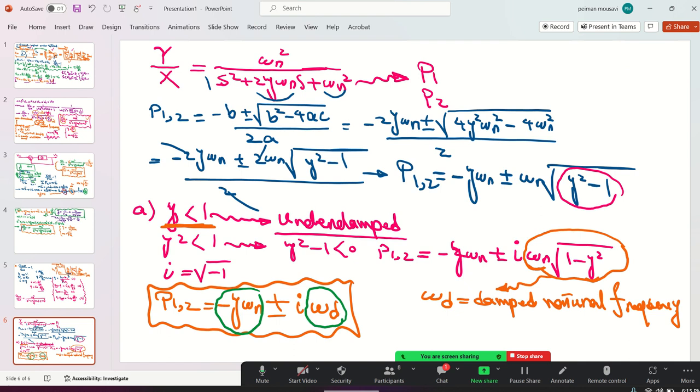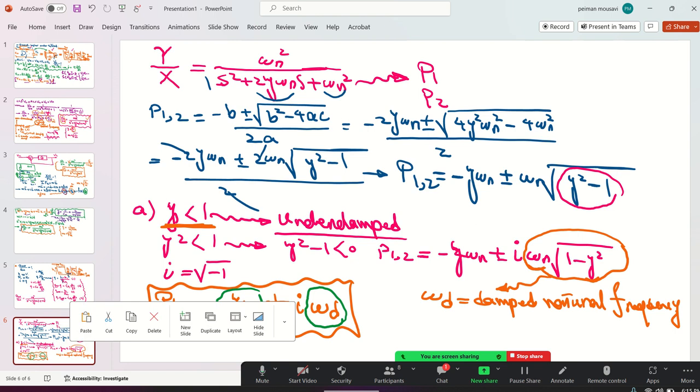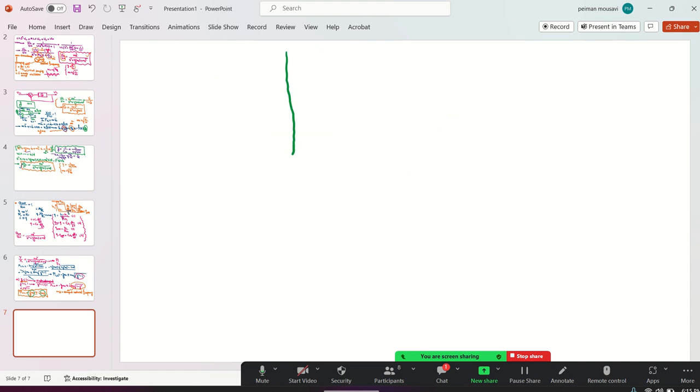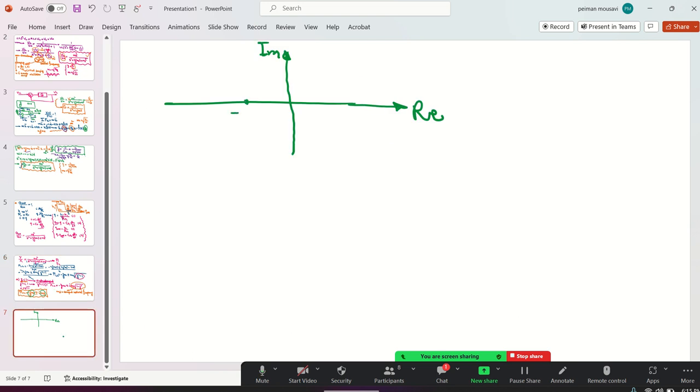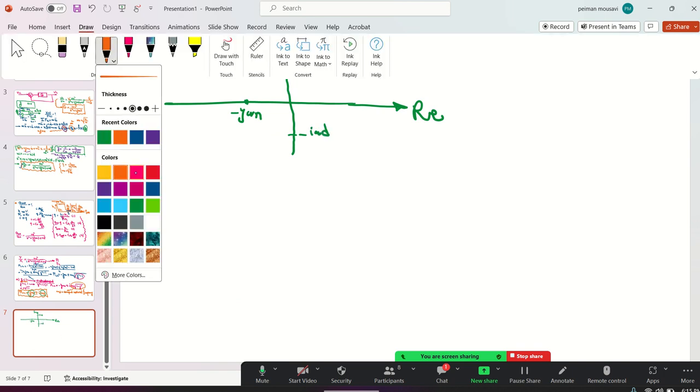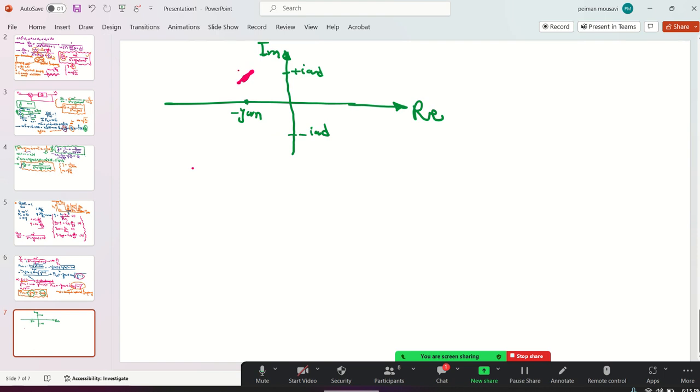Now let me go to the complex plane. Can I go to the next page? Everybody? Yes? So if I plot this, because this is a control class, not vibration, this is imaginary and the real. So it says two poles. We show poles by a cross. Negative real part, here it goes. Here is minus zeta omega n. And one of them is plus j omega d, the other minus j omega d. So we are going to show that these are the poles. This is one pole, this is another pole.